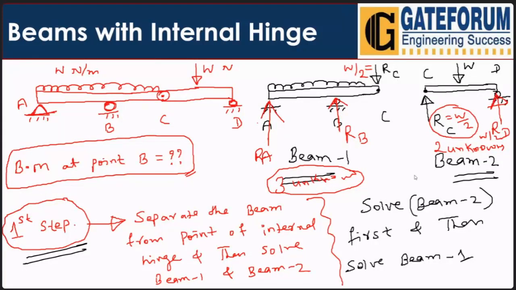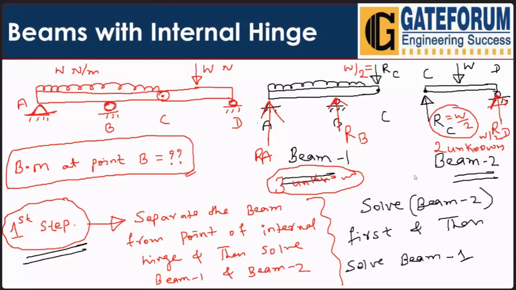But which beam has to be solved first? Which beam has to be solved first, where the number of unknowns will be lesser? Here we have done beam 2 first because we need to get the value of RC. Once we get the value of RC on beam 2, the same value of RC will be on beam 1, but opposite in direction, which is in the downward direction.